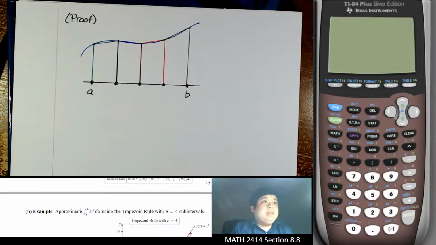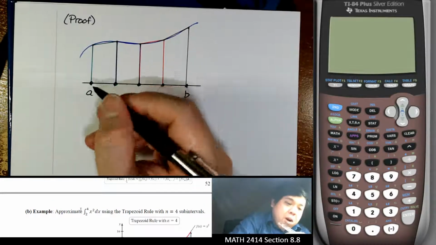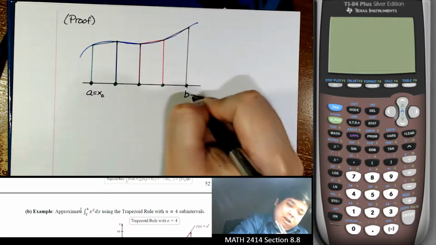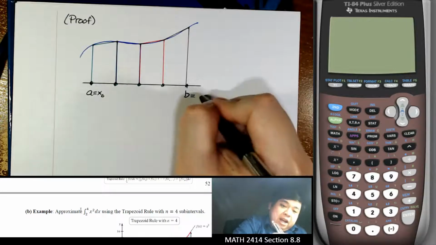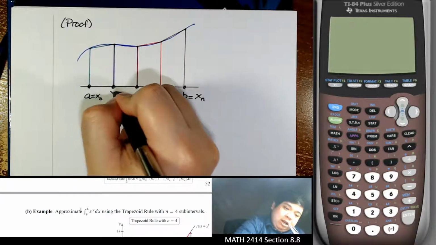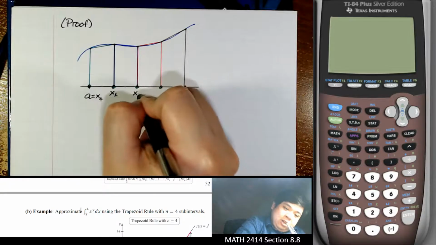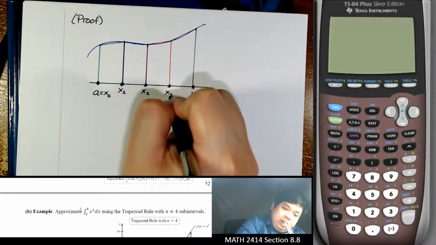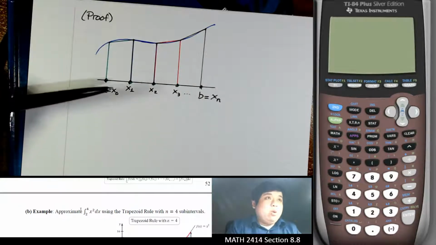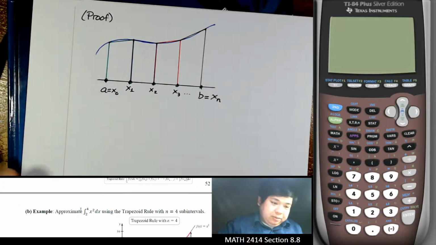Right. Now, how do we calculate the area of a trapezoid? So for all intents and purposes, let a be x naught and b be x n. We have x1, x2, x3, and so on. Right. So how do we calculate the area of this trapezoid?